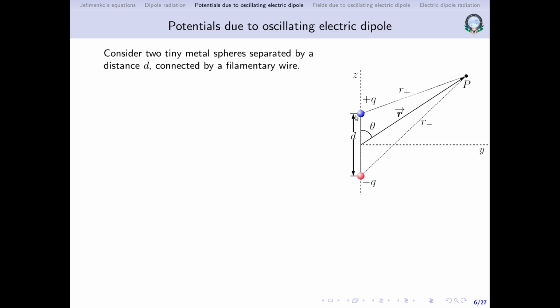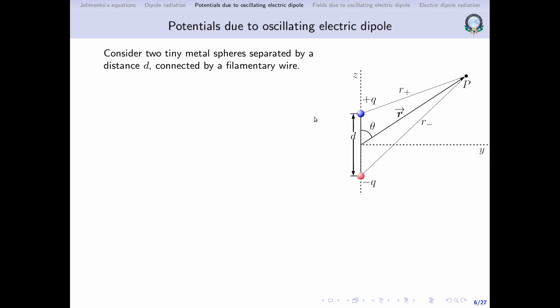So we consider two tiny metallic spheres which are separated by a distance d. If one sphere has a charge q, the other sphere will be maintained at a charge of minus q. Now they are connected by a filamentary wire.